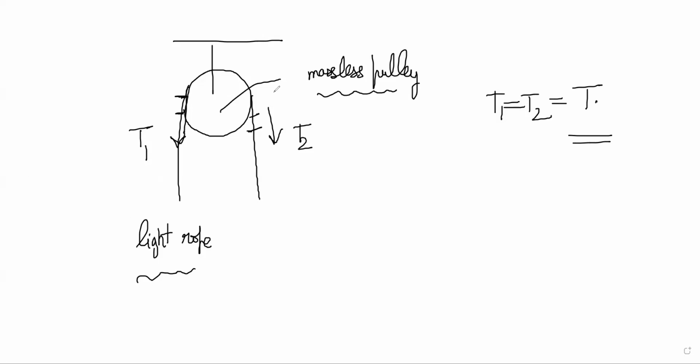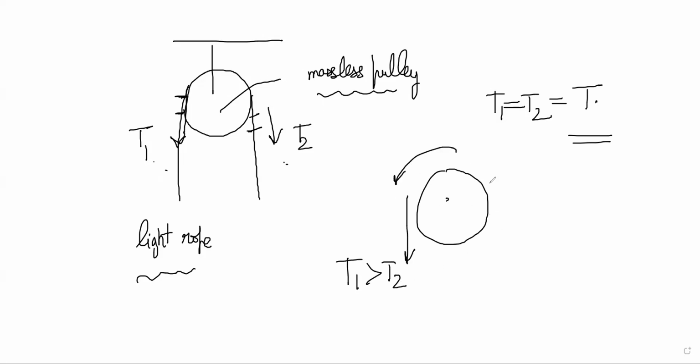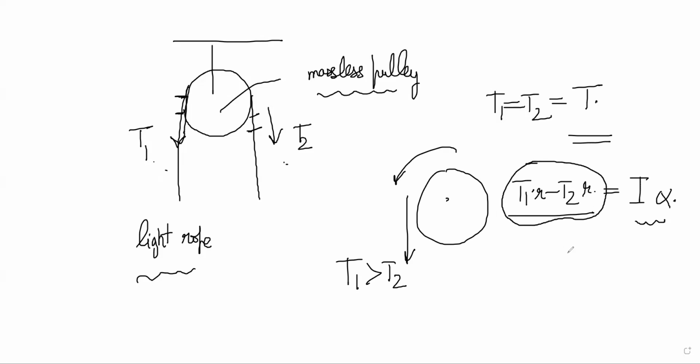The reason it's a common tension value is because if the tensions were unequal, there would have been a net torque. Let's say T1 was greater than T2, then there would be a net torque which tries to turn the pulley in this direction. The net torque is T1R minus T2R. And this torque should be equal to I alpha for the pulley, where I is the moment of inertia of the pulley. And now this total torque divided by I should give you the angular acceleration of the pulley.